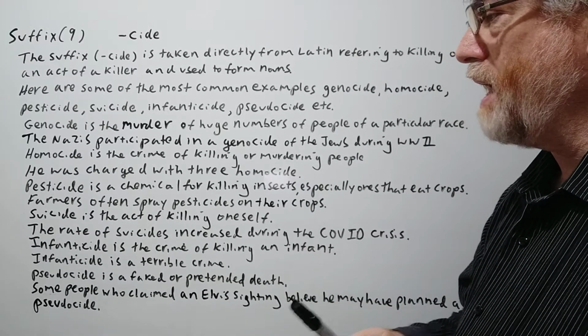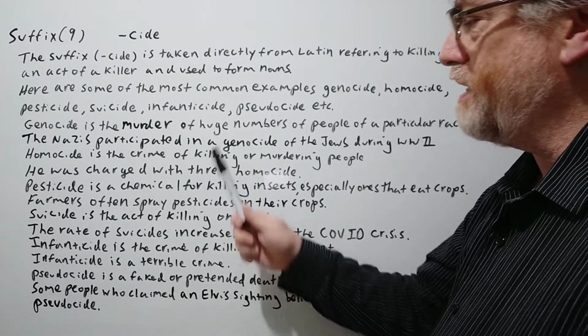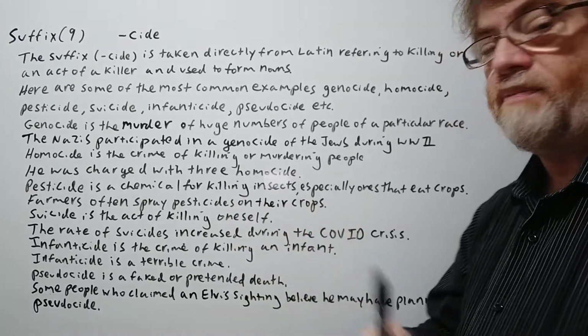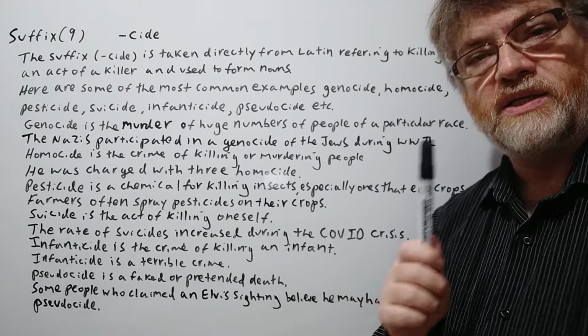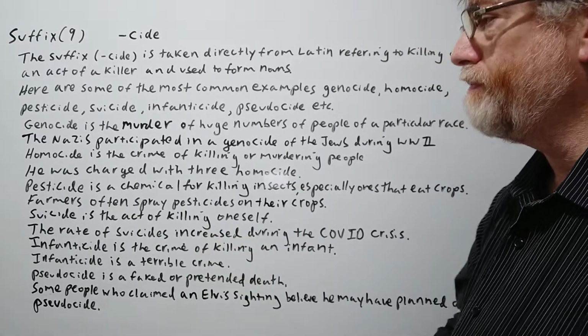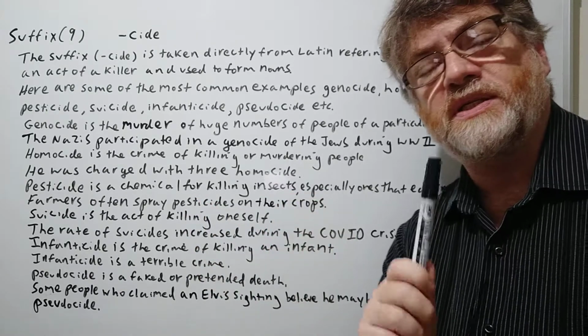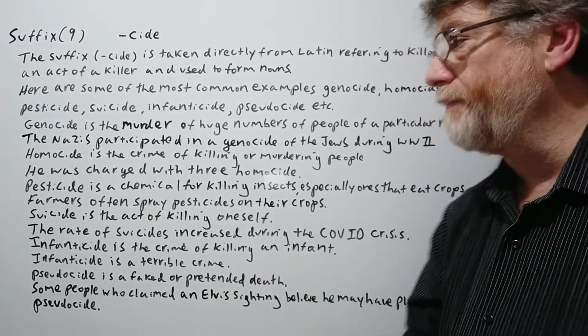Number 2, homicide, probably one of the most common ones, is the crime of killing or murdering people. It's the more formal word, basically a way of charging someone with murder. He was charged with 3 homicides, which means he was charged with killing 3 people.